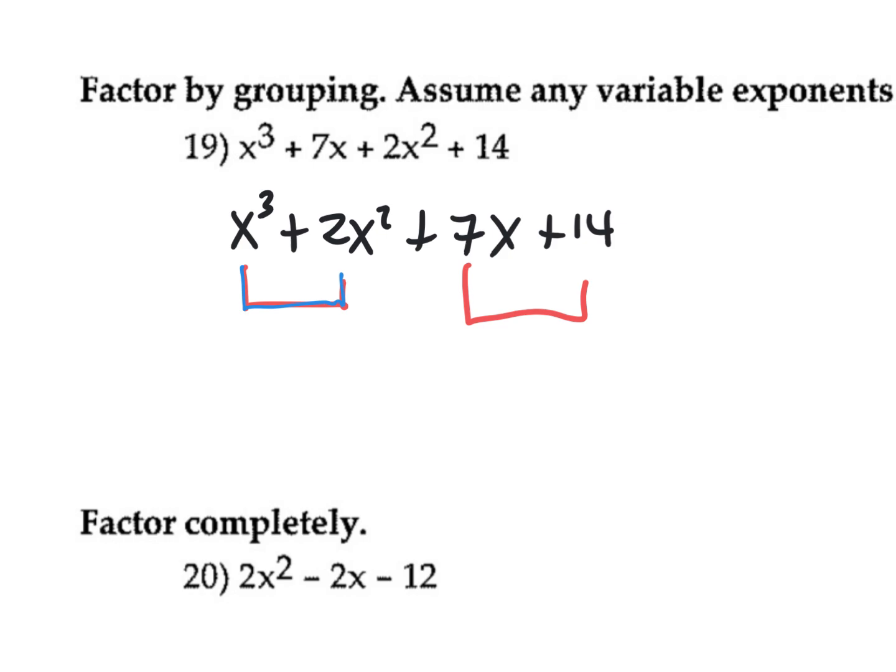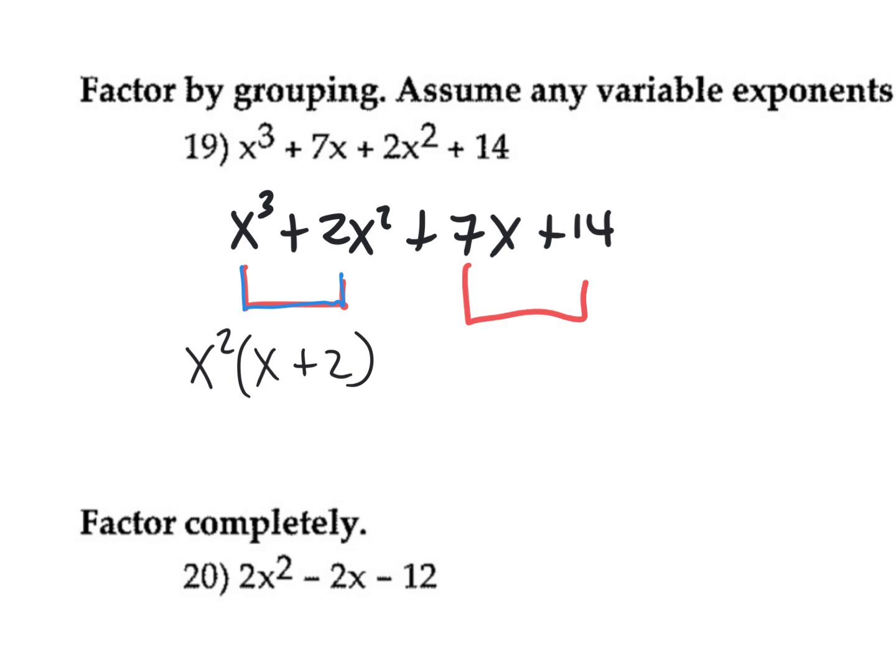Well, the greatest common factor of the blue bracket pair is x squared. So x squared times x would give me x cubed, and x squared times 2 would give me 2x squared. So these terms are divisible by x squared. So then we have to ask ourselves, x squared times what would give me x cubed? Well, that would be x. And then we ask ourselves, x squared times what would give me a positive 2x squared? Well, that would be a plus 2. All right, so far so good. It seems like things are working out okay.